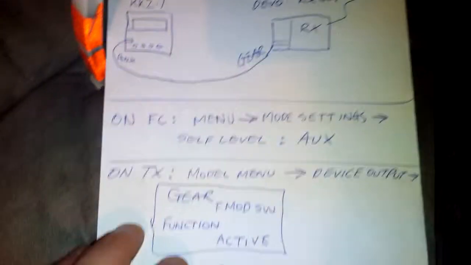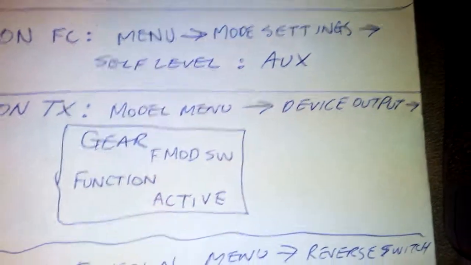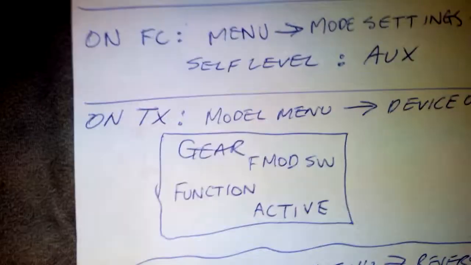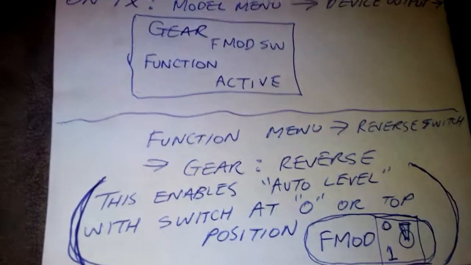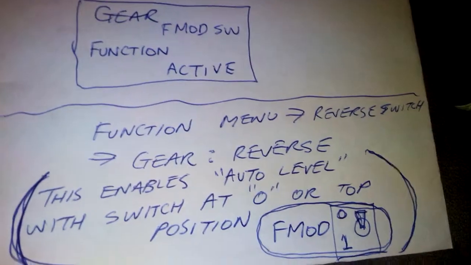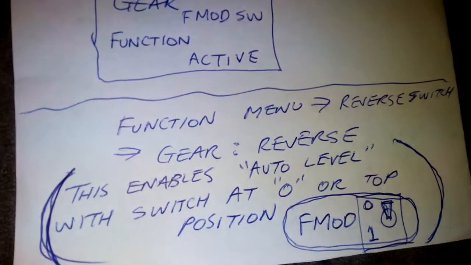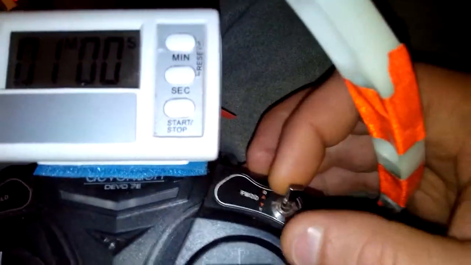And then on your radio, go into your model menu, device output, and change gear to FMOD switch, and function, make it active. And then what I did, I reversed that switch, so that enables it to be in the zero position, up out of the way while you're flying.